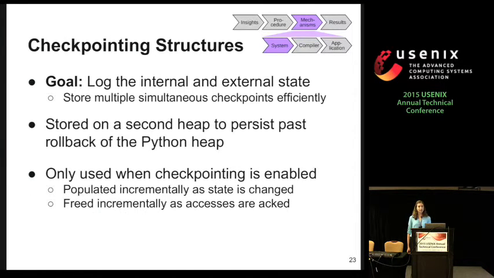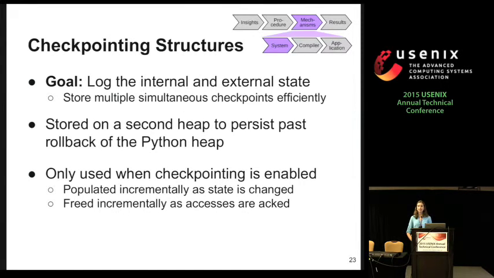Phoenix divides the SRAM into 2 different heaps. A standard Python heap, which stores all of the internal program state, including the variables, and a separate, smaller recovery heap, which stores 3 different types of checkpointing structures. These structures are designed for efficiency, so they're only built up when checkpointing is enabled, and checkpointing is only enabled when there's actually a chance of failure, which in this case is when there are outstanding peripheral accesses. They're also built up incrementally and freed on a rolling basis as peripherals are acked.